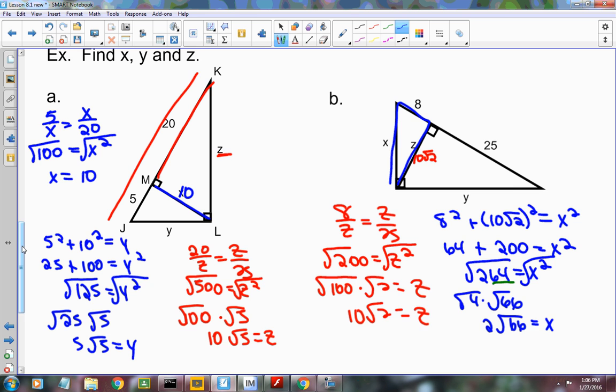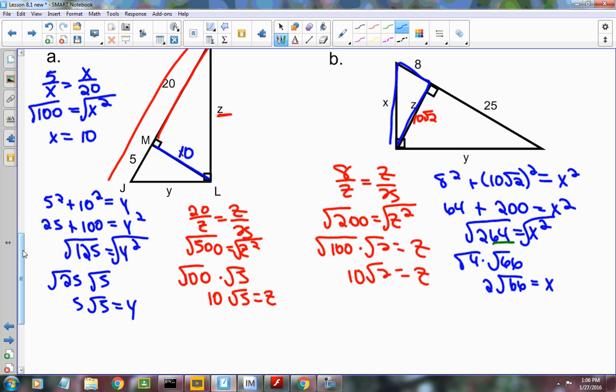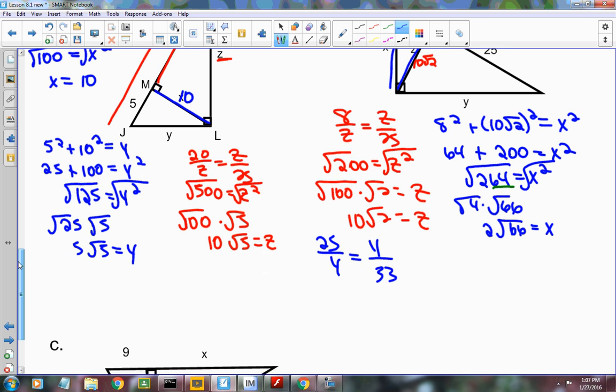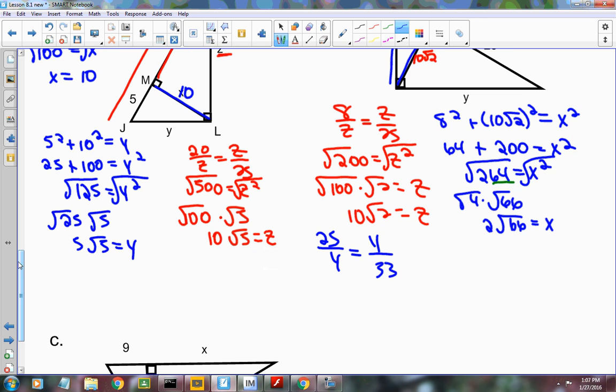How about y? Let's do geometric means this time. How are we going to find y using geometric means? 25 over y as y is to 33. Because the whole thing is 33. Okay, so we cross multiply, and 25 times 33 is 800 something. 825.